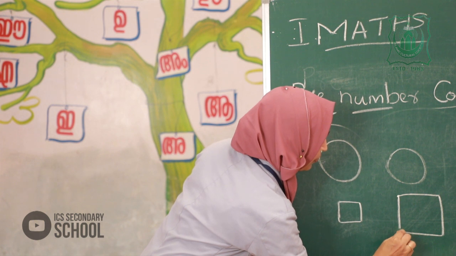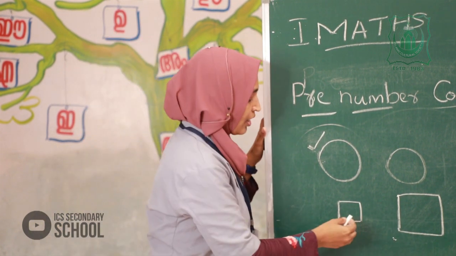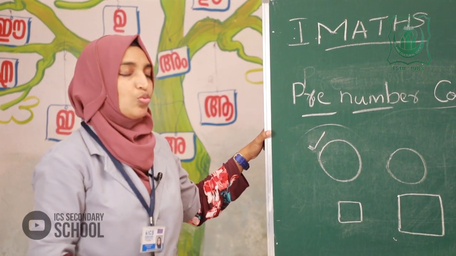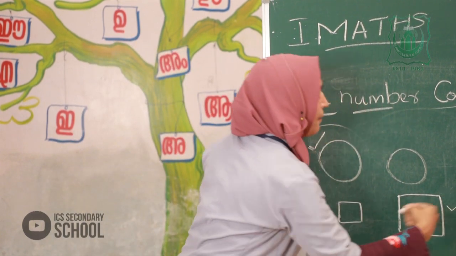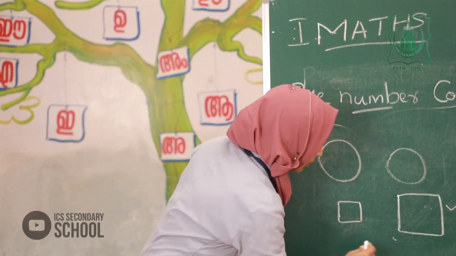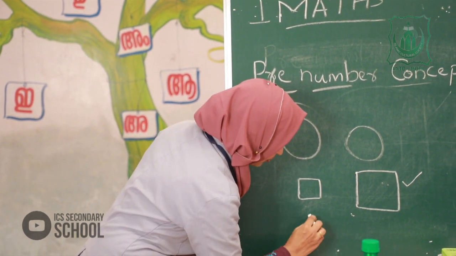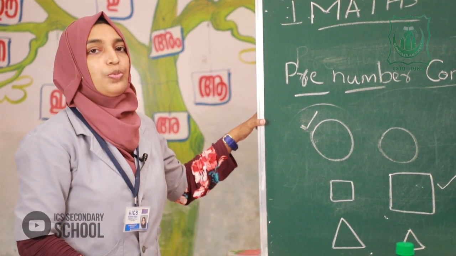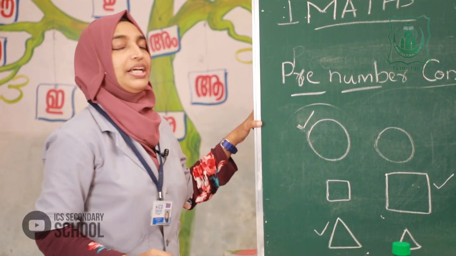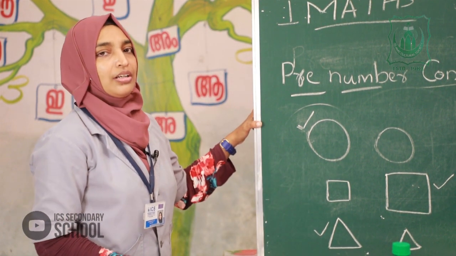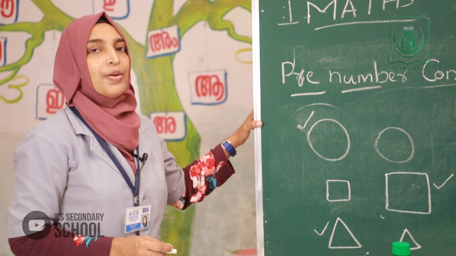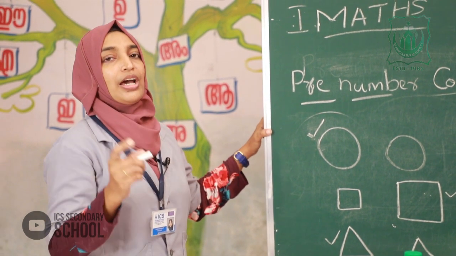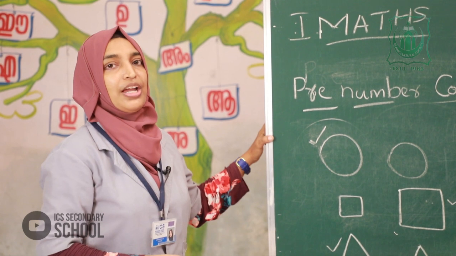Here you can see two square shapes. Which square is big in size? Yes, the second square is big in size. And the third one is a triangle. Which triangle is big? Yes, the A. We can put a tick on the big one. In your notebook also, you can draw objects and put a tick mark on the big one. Okay, and send it on my WhatsApp.